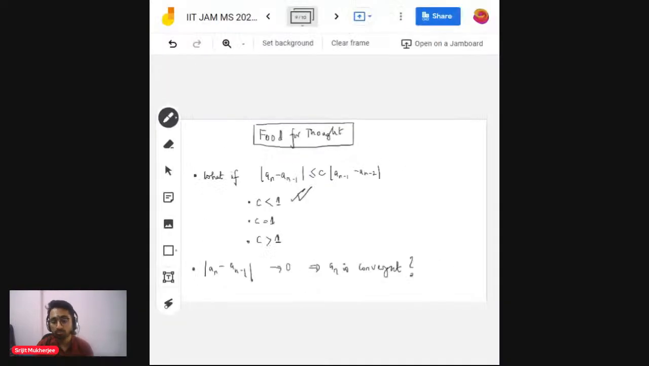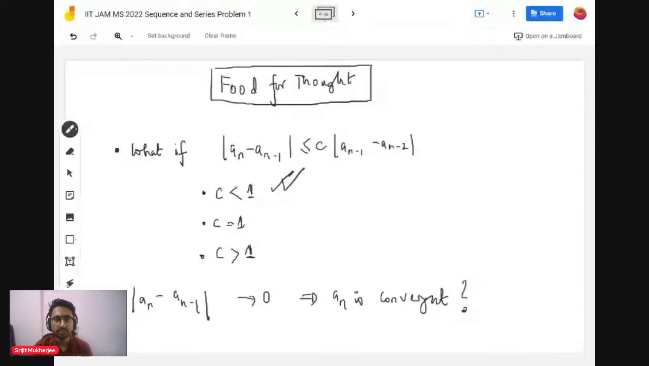And also, this is a very interesting question: what if the consecutive difference goes to 0? Does it mean an is convergent? We'll see it's not. Let me show you the counterexample. Let's take an to be the summation of 1 by k from 1 to n. That is an to be this sequence.